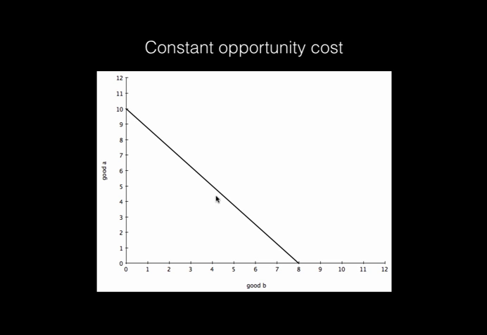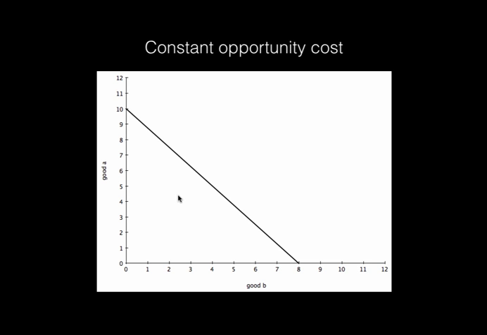And because I drew it as a straight line, that means we have a constant opportunity cost. Our opportunity cost is what you're giving up to do something, or in this case, to produce something. In this simple model, there's only two things I can do with my resources. I can produce good A or good B. So if I produce good A, what I'm really giving up is good B. There's no saving in this model.